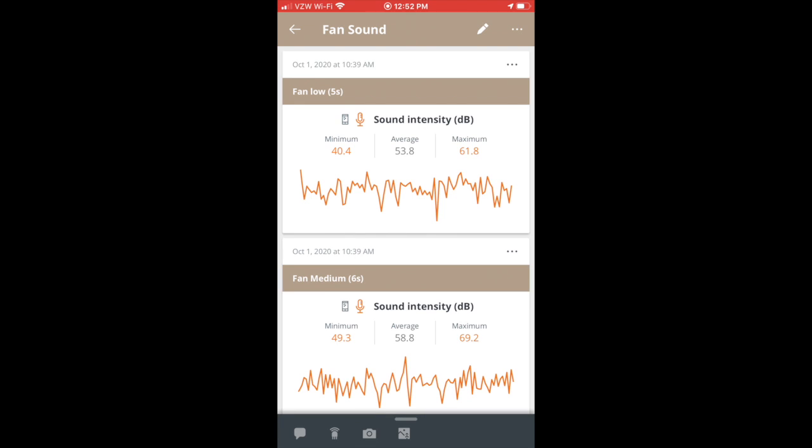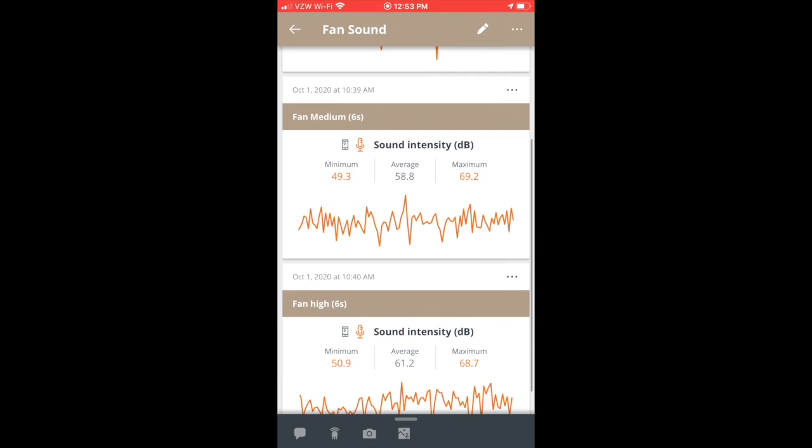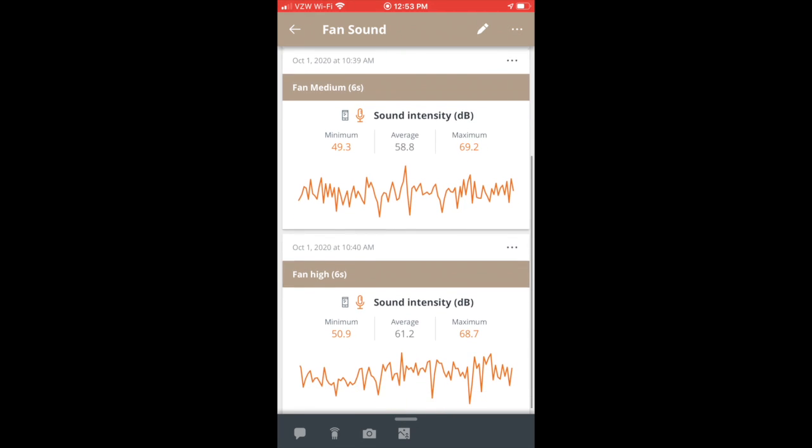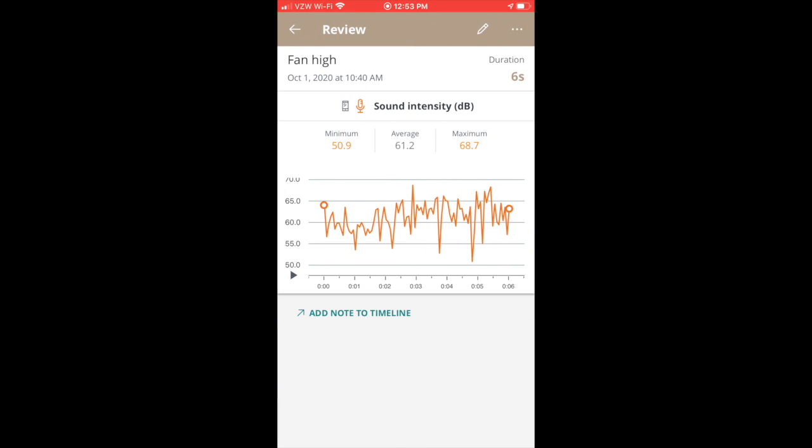Okay, here are the three measurements that I made. Fan low was an average of 53.8 decibels. On fan medium, the average was 58.8. It's shown in the middle there. And then on fan high, the average was 61.2 decibels. And I just want to enter each of those values into this spreadsheet that I have. You can go inside and analyze each of these recordings. It's kind of cool. You can hit play and it will replay and show you the entire measurement.